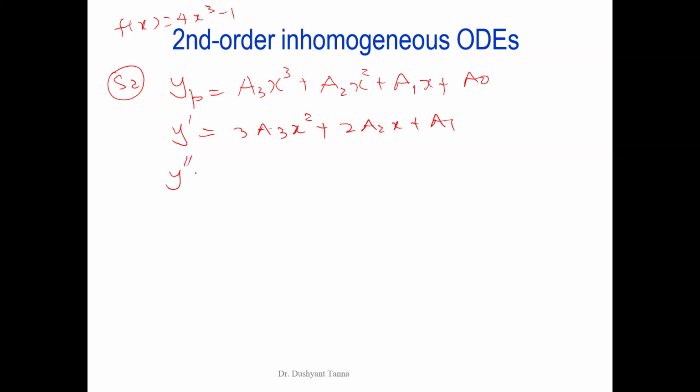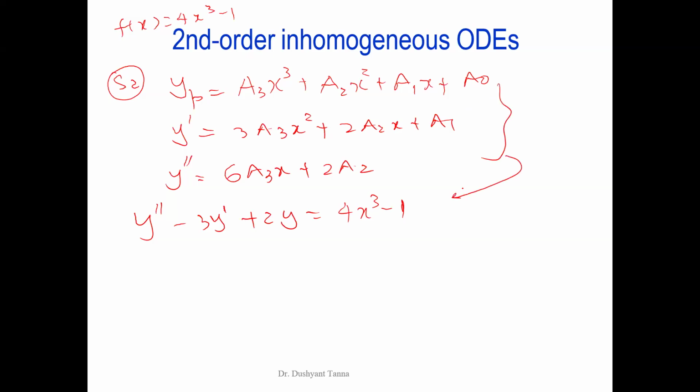We also need y double dash. That will be 6a3x and 2a2, right? We plug all this into our ODE, the given. I'll write it here: y double dash minus 3y dash plus 2y is equal to 4x cubed minus 1. We plug all this in this equation.